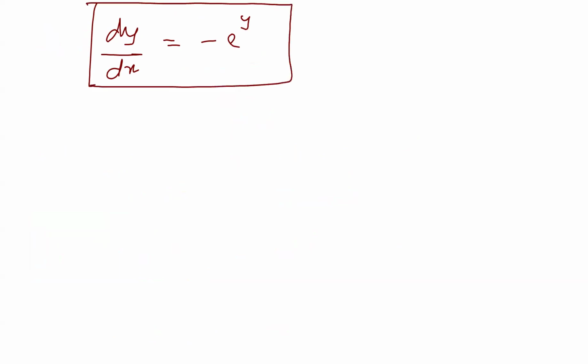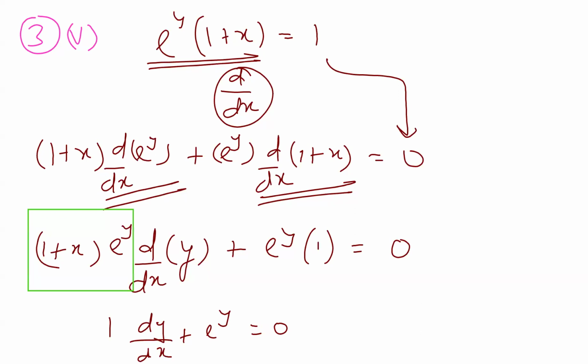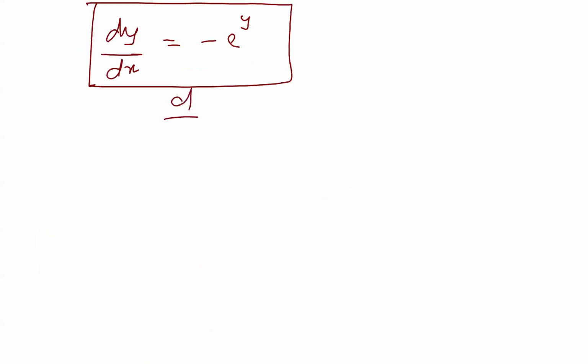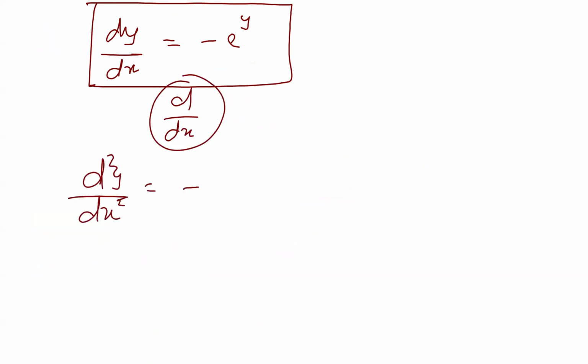Okay, let me go to the previous slide. See, now we also require d square y by dx square. So derivative this once again, d by dx on both the sides. So derivative of dy by dx is d square y by dx square. Minus will remain as it is. e raised to y derivative is e raised to y d by dx of y. Okay.